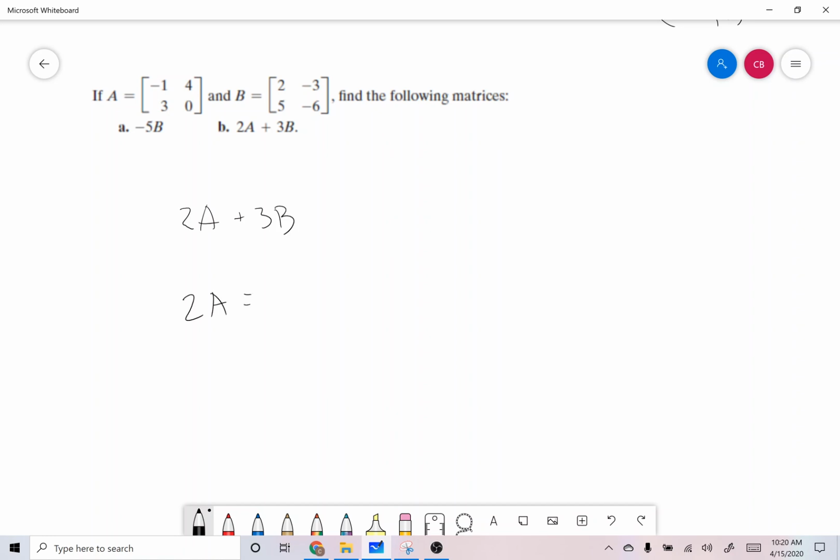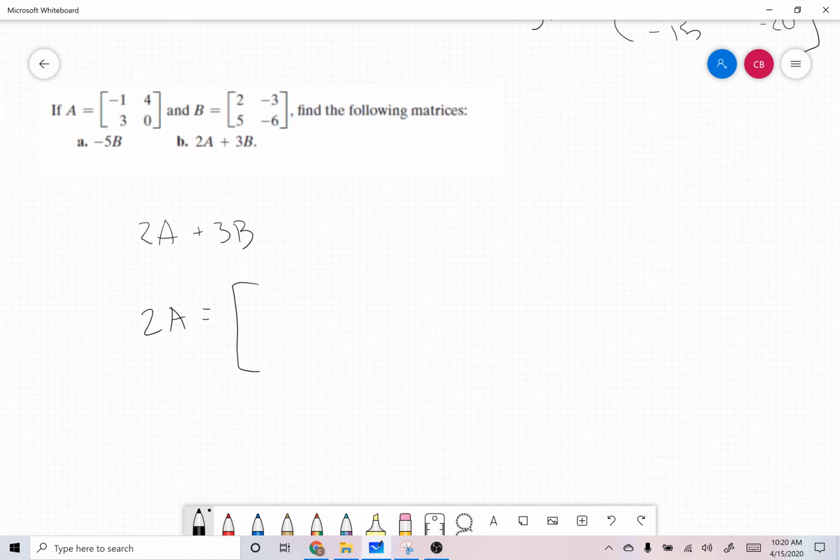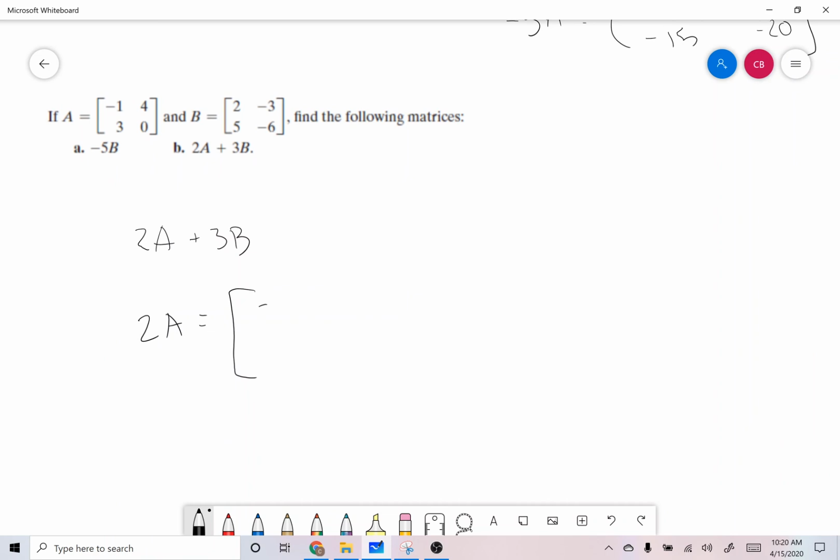2A is going to equal 2 times every entry in A, so I'm just going to do that without showing you the steps like I did right here. Okay, I did all that work in this step, but I'm going to skip that and just multiply everything by 2. Negative 2, 8, 3 times 2 is 6, and 0 times 2 is 0. Okay, and 3B will equal 3 times 2 is 6, 3 times negative 3 is negative 9, 3 times 5 is 15, and 3 times negative 6 is negative 18.